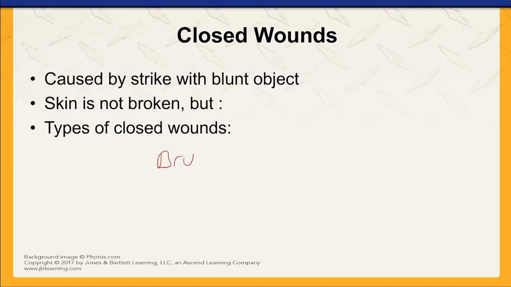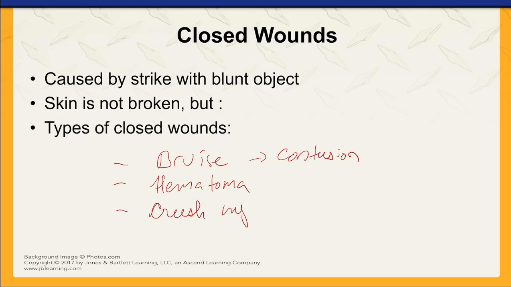So types of closed wounds, I told you before, what do we have? Bruises, right? Another term would be a contusion. Aside from that, what else is there? Hematomas. Aside from that, what else do we have? There could be crush injuries. All right, so bruises, contusions, hematomas, and crush injuries.